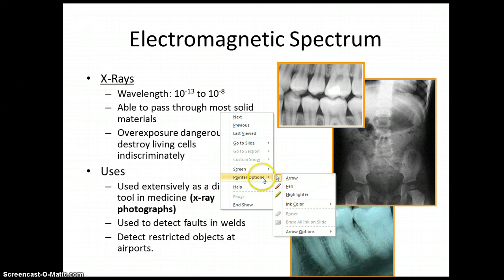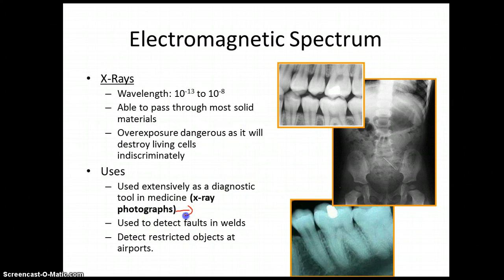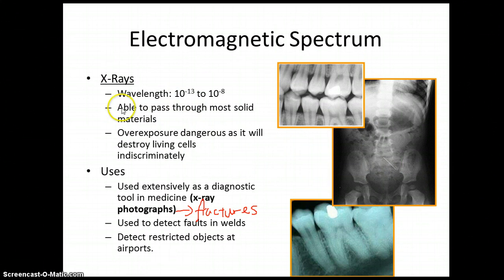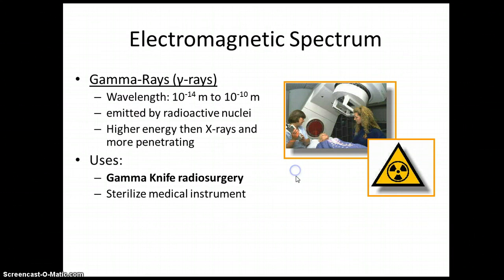You must tell me what to use it to detect: fractures. That is the main purpose it is being used in the medical field, to detect fractures. Just for information, everything above, other than the wavelength, you do not have to know. Gamma ray. The usage is gamma knife radiosurgery.